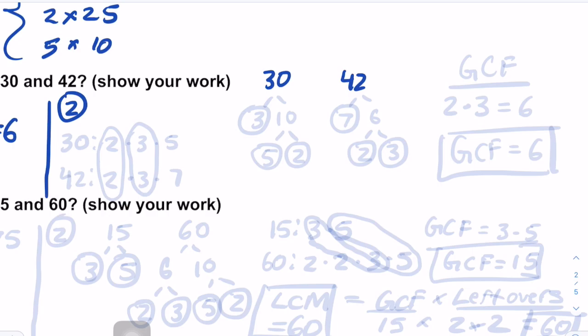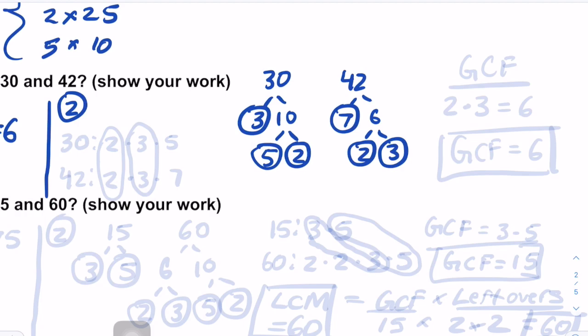Starting with the number 30, I'll split this into 3 and 10. I know 3 is prime, I'll circle that. 10 is divisible by 5 and 2. Those are both prime, so I'm done with that. I'll do the tree for 42. I see that 7 times 6 gives me 42. 7 is prime. 2 times 3 gives me 6. Those are both prime. So now I'm done with my factor trees.